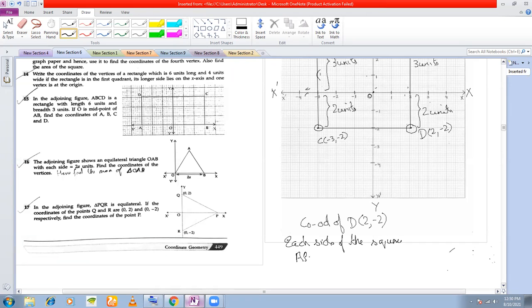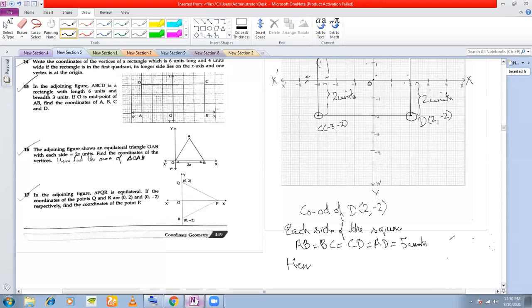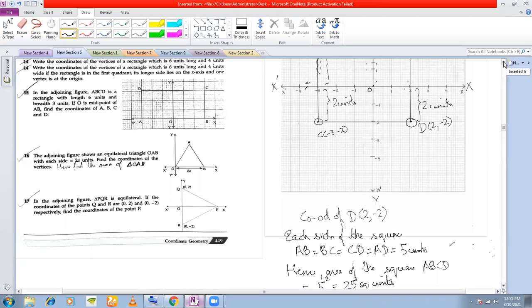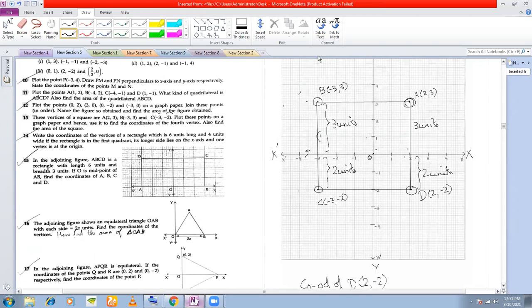What are the sides? AB equal to BC equal to CD equal to AD. Each side of the square is 5 units. Hence area of the square ABCD is equal to 5 squared, equal to 25 square units. That's your answer. Okay. Any question? Sir, 1 minute.